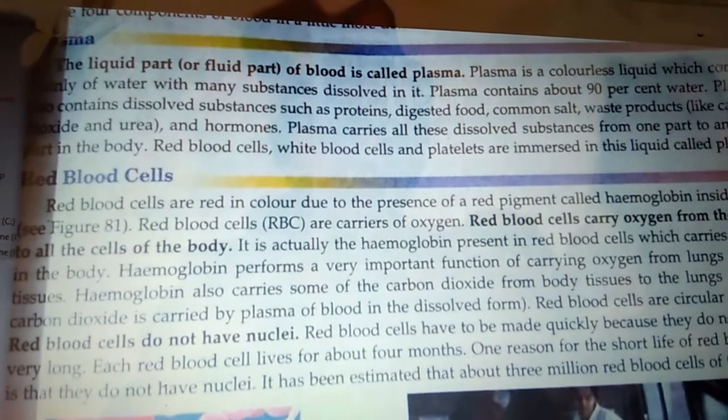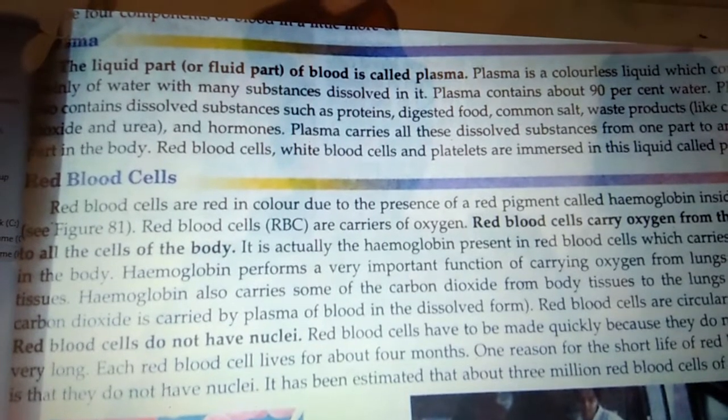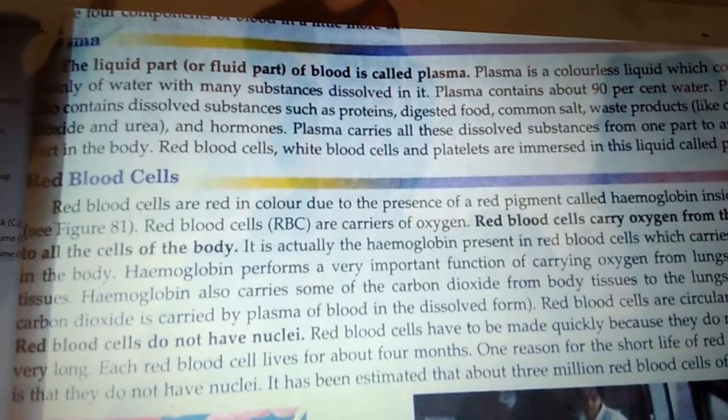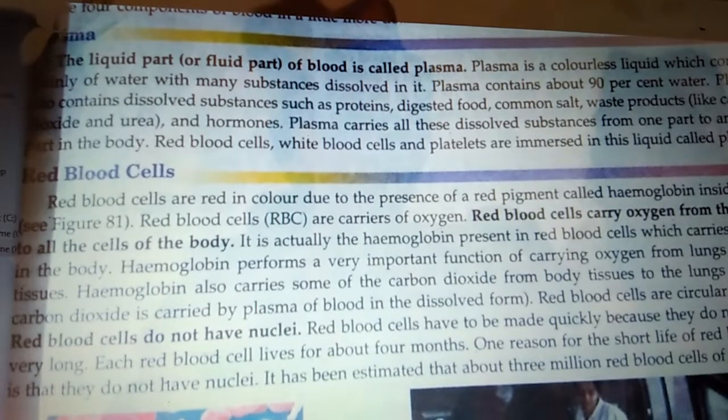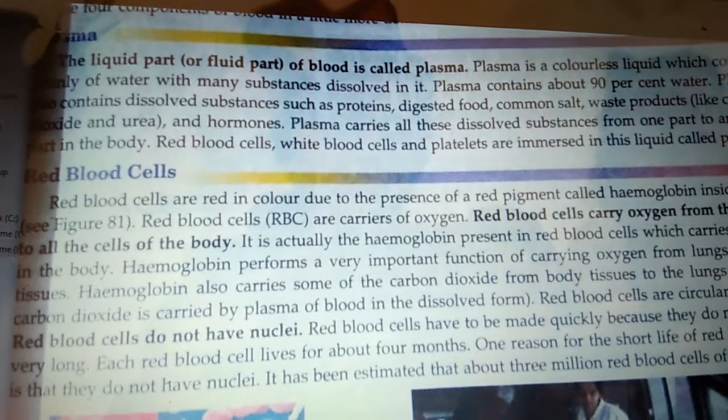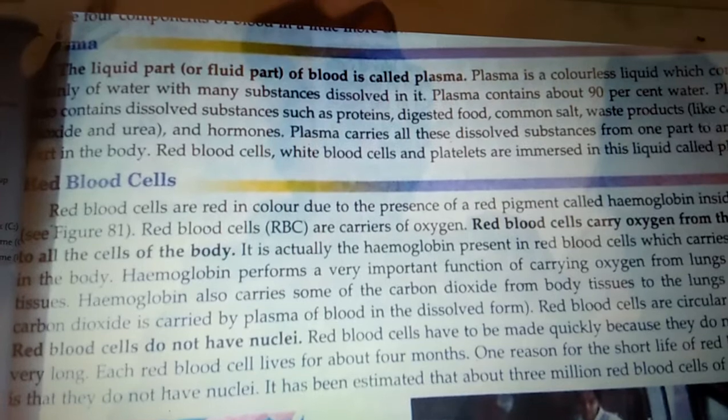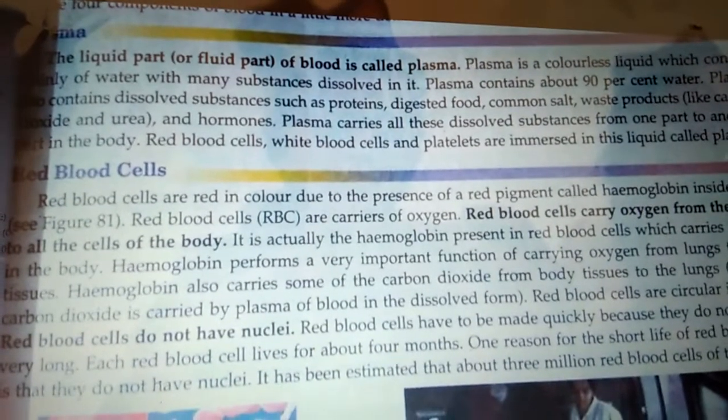We have studied that if there were no RBCs, it would require 3 years for the oxygen which is present in the lungs to go to our toes. It is due to the red blood cells that very fast transport of oxygen takes place in the human body.